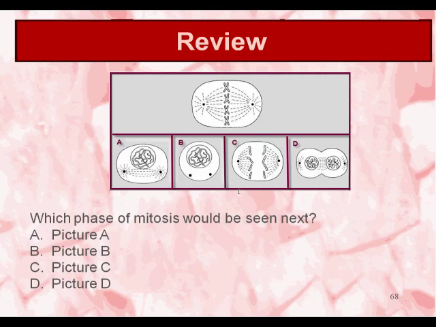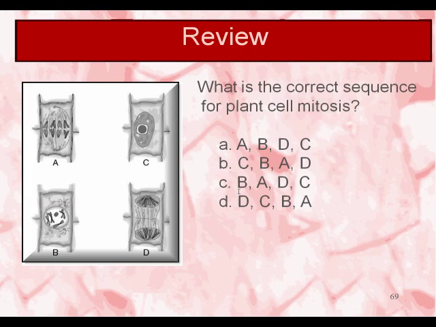Which phase of mitosis would be seen next? A, Picture A, B, Picture B, C, Picture C, D, Picture D. The top picture shows chromosomes lined up in the center of the cell. The cell is in metaphase. The next phase involves chromosomes moving to opposite poles or sides of the cell. This is anaphase. C is the correct answer because this is a cell that is in anaphase. Anaphase follows metaphase.